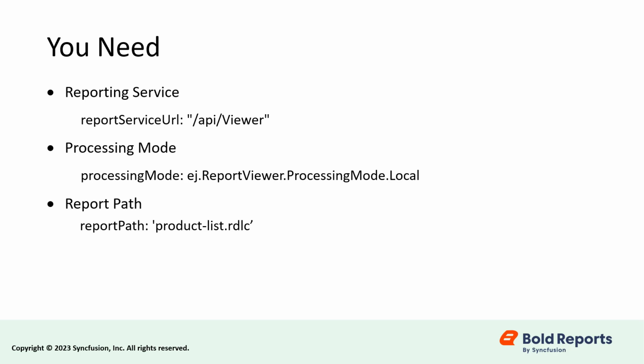local. Report path. This option is used to set the path of the report that we are going to render in the JavaScript report viewer. Data sources. This is used to assign the required data to the report. First, I need to create a reporting service.